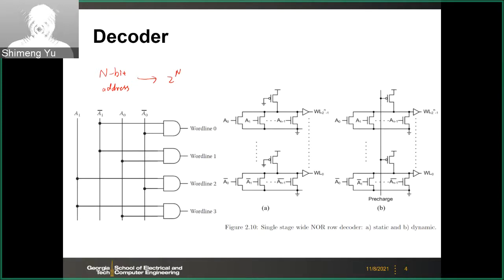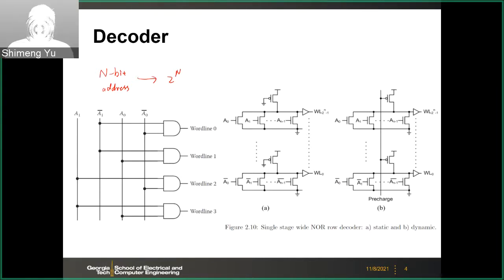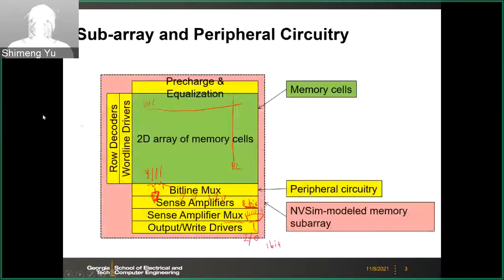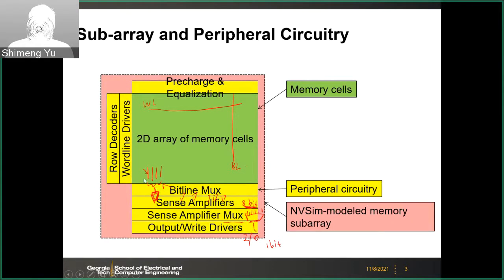And also for the column, you can have an m-bit address, and then you will decode that to 2 to the power m columns or column groups, depending on whether you will have this bit line mux or not. If you have the bit line mux, then you may decode just a group of the columns as one column address, if you don't differentiate that.